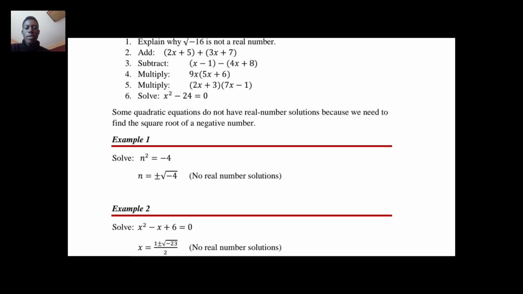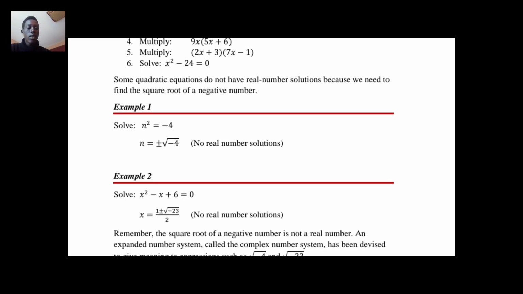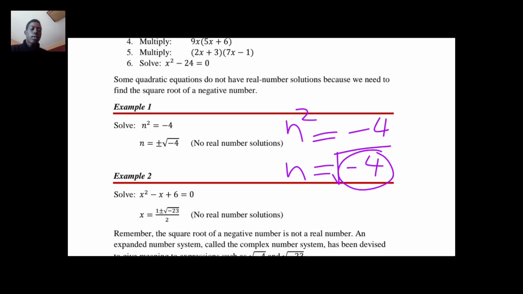So there are some of the numbers here. Let's look at this number. When you solve n square is equal to -4, the value of n is going to be equal to the square root of -4. So you cannot find the square root of -4, because root of 4 alone is 2, but since there is a negative inside the root, it is giving us a non-real number solution.